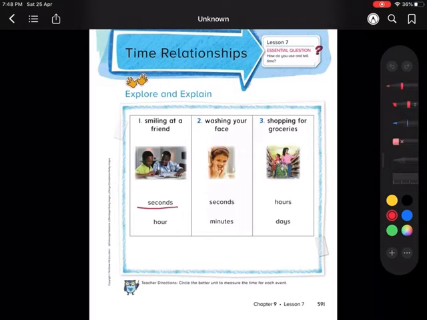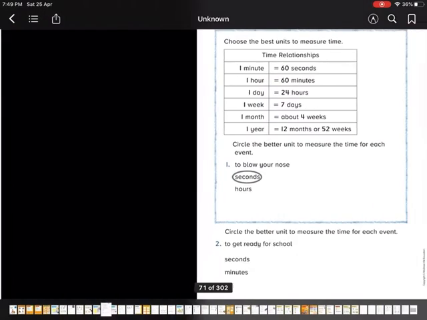Smiling at a friend, how much time do you need to smile? Of course, seconds. Do you need hours to smile at your friend? Washing your face, minutes. Because do you finish washing your face in 1 second or 2 seconds? You need a minute, 2 minutes, 3 minutes. What about shopping for groceries? You need days, really? Days, you spend days in Carrefour? Of course not. You need hours, a couple of hours.